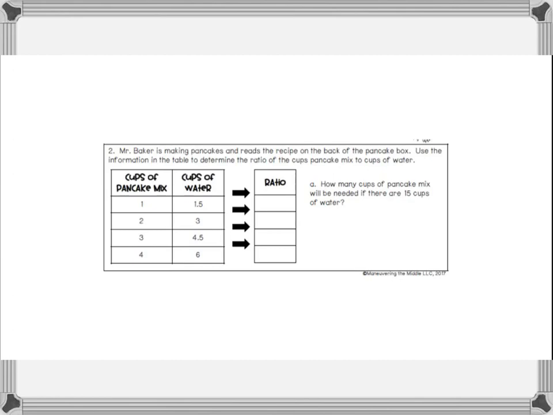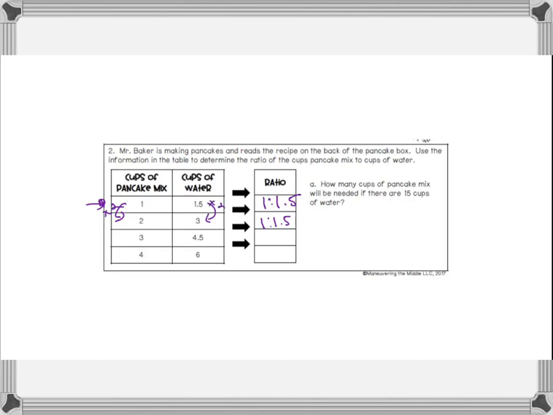So we have a 1 to 1.5 ratio for our first line on our table. So this is kind of like our base ratio where we're starting at. If we were to take that and double that recipe, just like you did before, we would have 2 cups of pancake mix to 3 cups of water. That's still going to simplify down to a 1 to 1.5 ratio because all we did was multiply by 2 as we moved down the table.